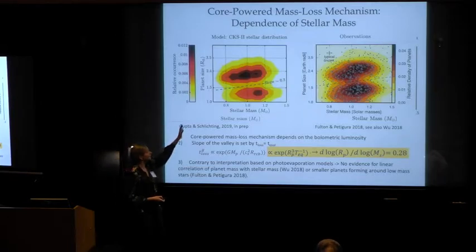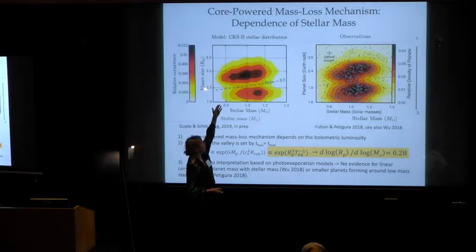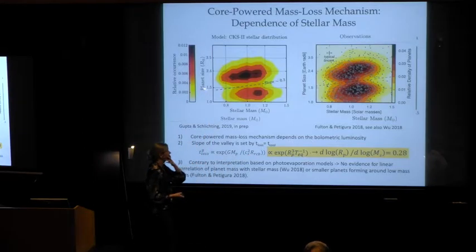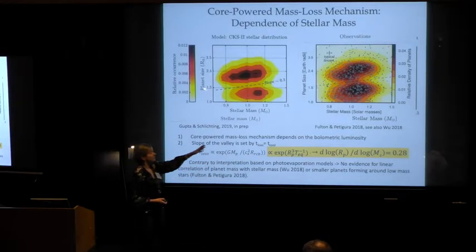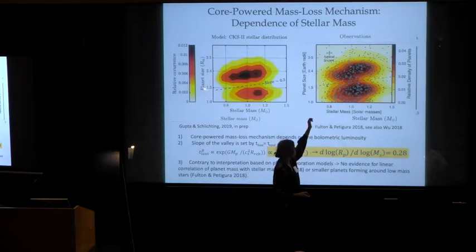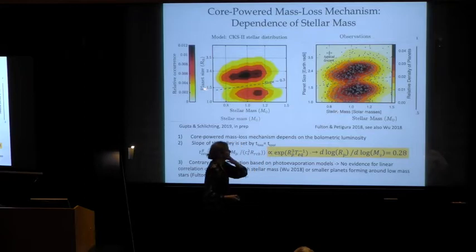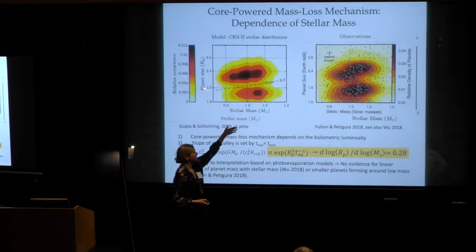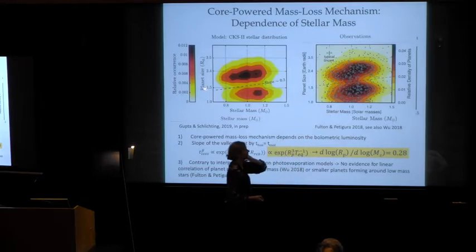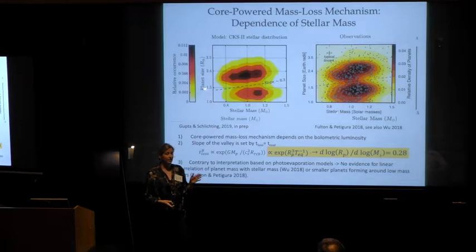And again, I think the slopes agree very well. So this is the numerical result. This is the analytic derivation. And intriguingly, this is actually what's been reported when people looked at the observations. This is from the same Fulton and Petigura paper, where they plot planet size as a function of stellar mass, and they do find this trend in the observations, and also the magnitude is almost identical.